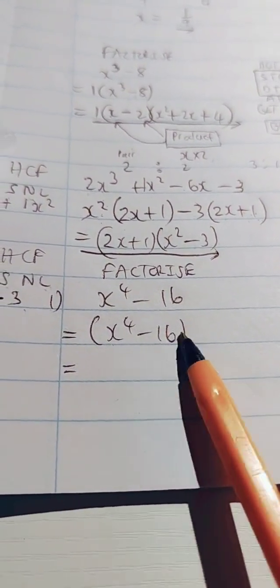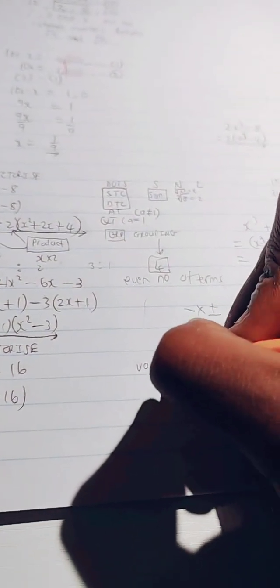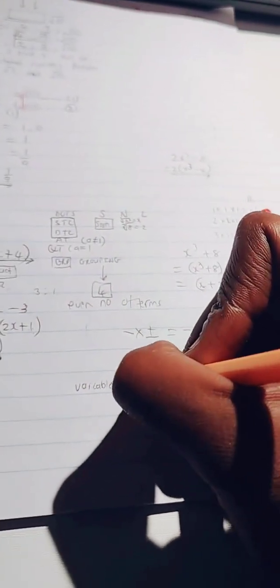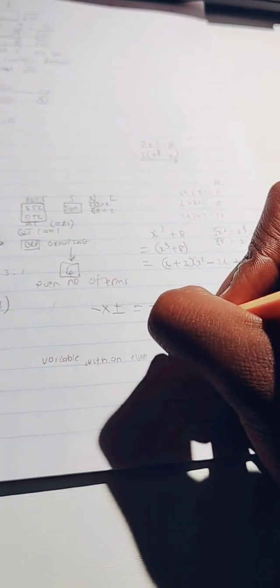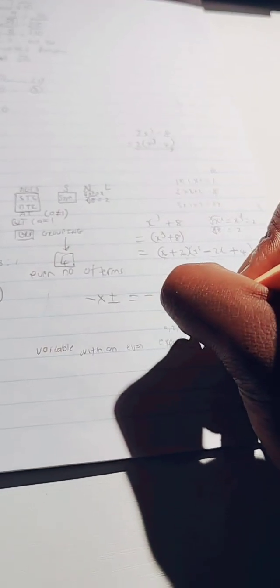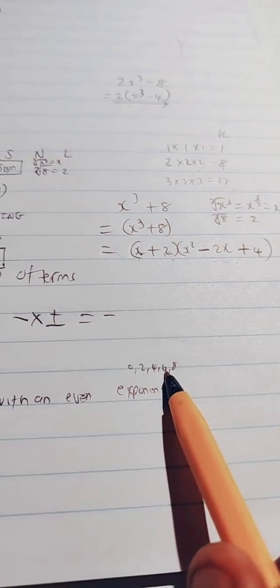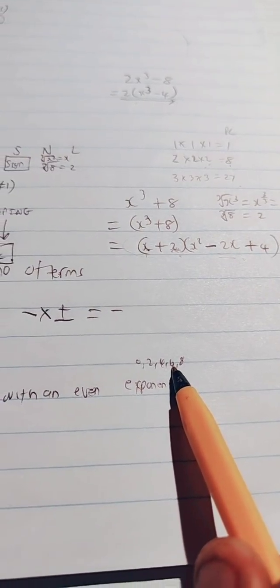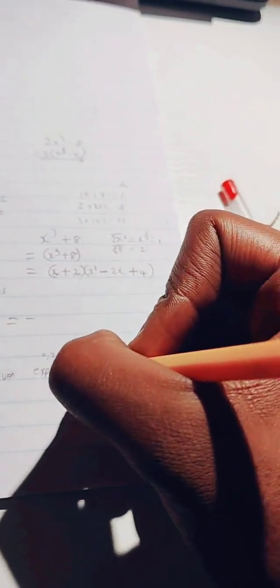X to the power 4 minus 16, difference of 2 squares. So why do we say difference of 2 squares? Because remember, any variable, by that I mean any letter, with an even exponent. What do you mean by even exponent? 0, 2, 4, 6, 8. All of these numbers are even numbers that are divisible by 2. So any variable with an even exponent is a perfect square.